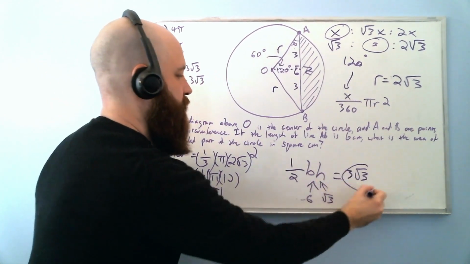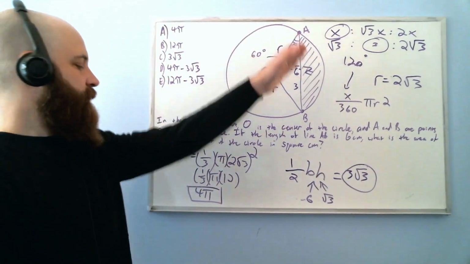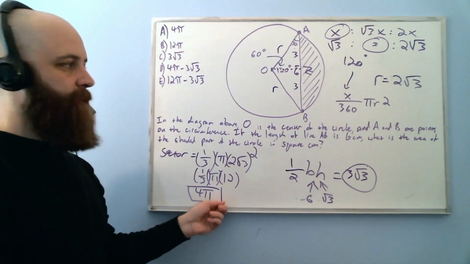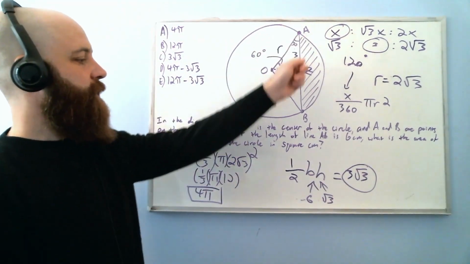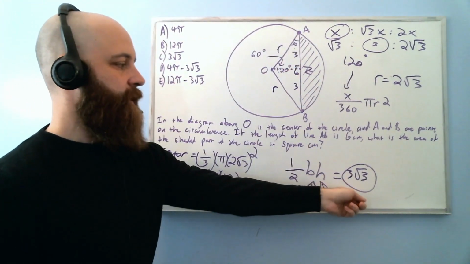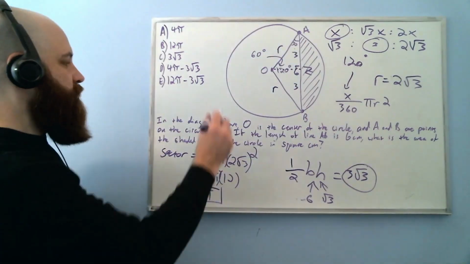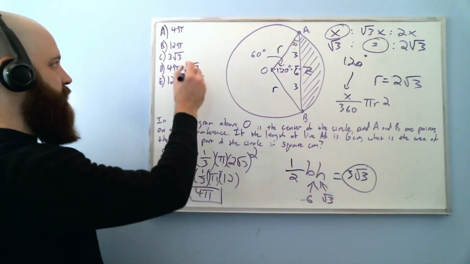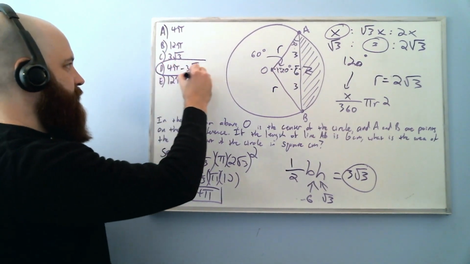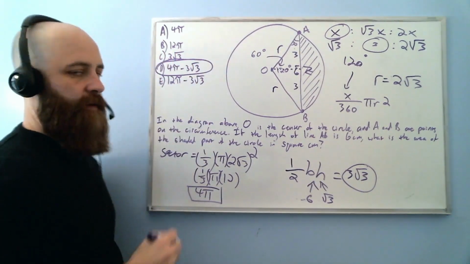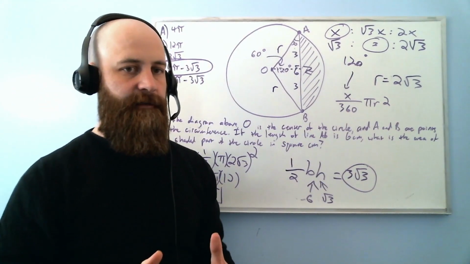So now I'm ready to put it all together. The area of the sector is 4 pi. I'm going to subtract the area of triangle AOB, which is 3 root 3. I'm left with the shaded region. So 4 pi minus 3 root 3, that's as simple as I can get, and there's my answer. So the answer to this question is D.